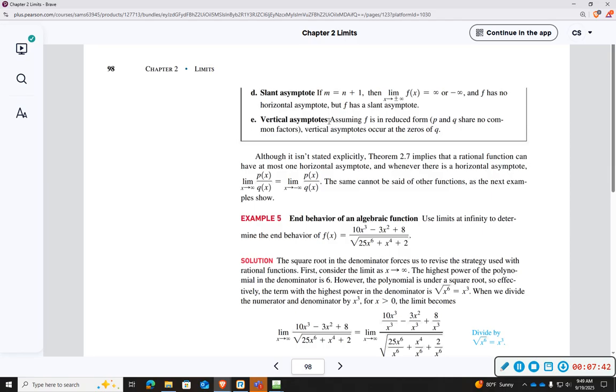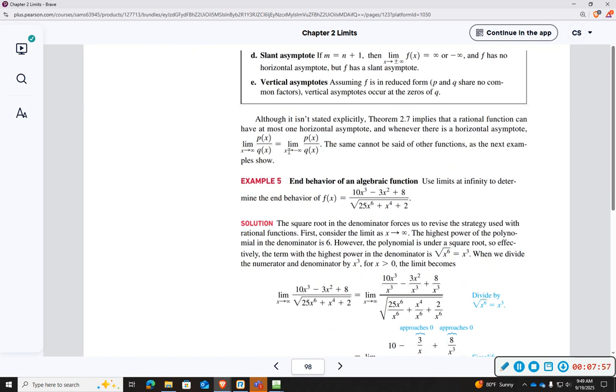And then if you have a vertical asymptote, you just find what makes the denominator 0. Whatever causes the denominator to equal 0, those will be vertical asymptotes, provided that they don't get divided out or canceled out when you factor.